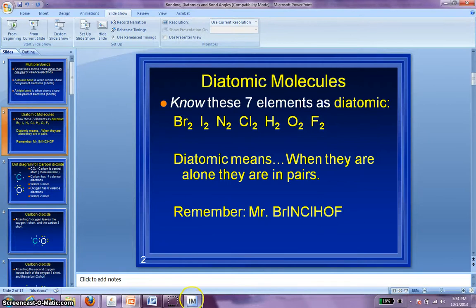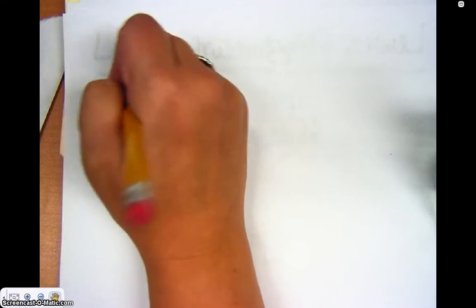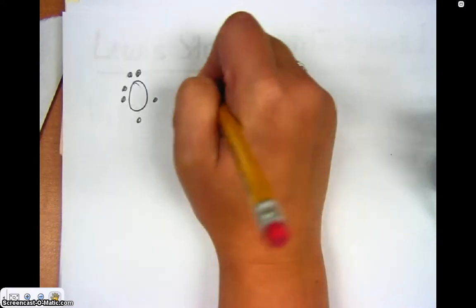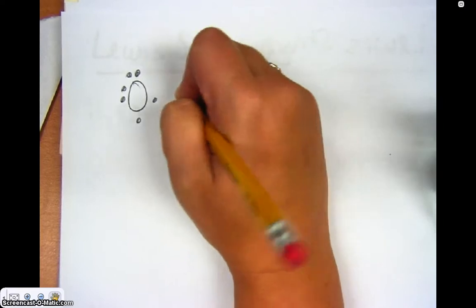So I'm actually going to open up the Elmo here. We're going to take a look at and draw some Lewis structures and look at multiple bonds with some basic diatomics. So let's just look at oxygen. Oxygen has 6 valence electrons: 1, 2, 3, 4, 5, 6. And 1, 2, 3, 4, 5, 6.